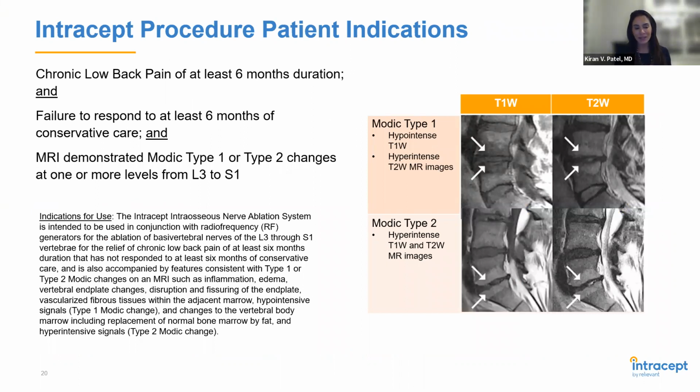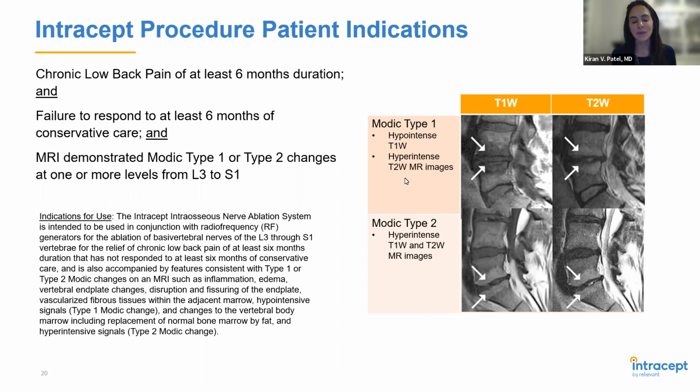Specifically, we're looking for patients who have chronic lower back pain, or I like to say persistent lower back pain, that's greater than 6 months duration and that they have failed to respond to conservative care. Conservative care being physical therapy, anti-inflammatories, activity modification, muscle relaxants, home exercises. Then we're looking for an MRI that demonstrates type 1 or type 2 Modic changes at the vertebral levels. What is approved is L3 to S1.